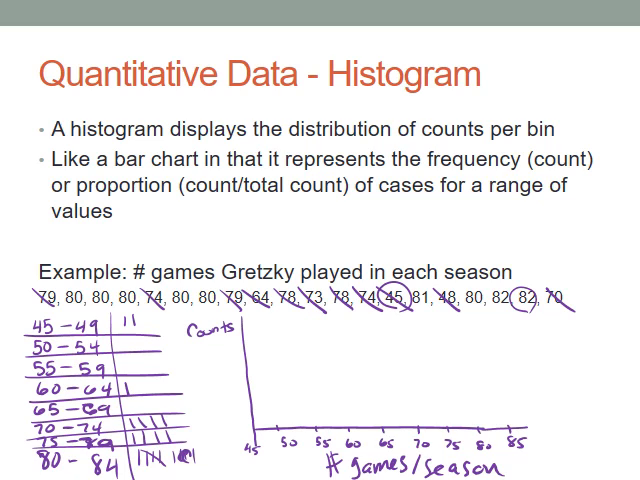So when I look at my counts, I see that my maximum count is 9, so maybe I'll just go up to 10 here. 1, 2, 3, 4, 5, 6, 7, 8, 9, 10. All right, and then I just create my bar.